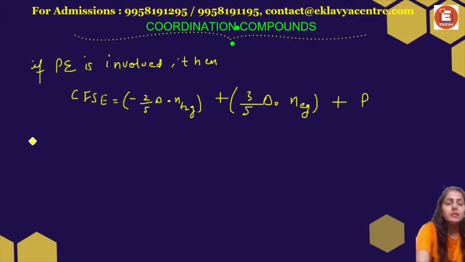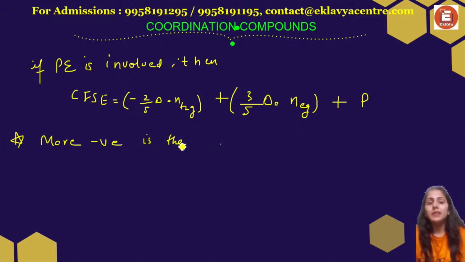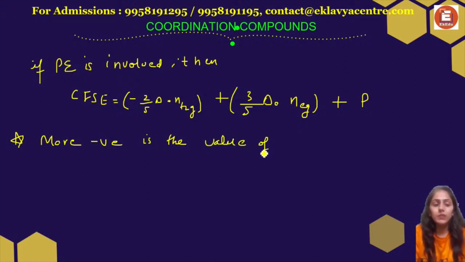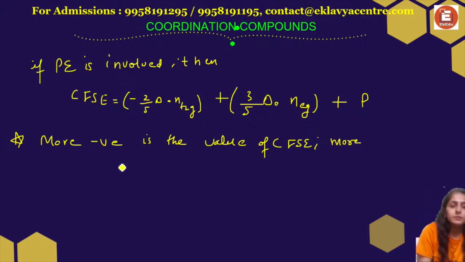Now make a star mark and write an important point. The more negative the value of CFSE, the more stable the complex will be.